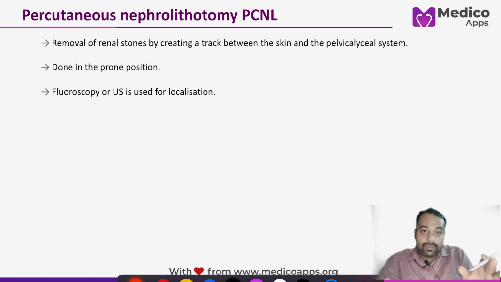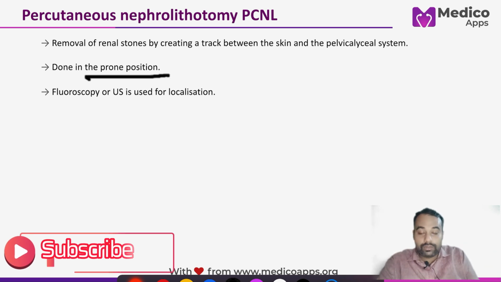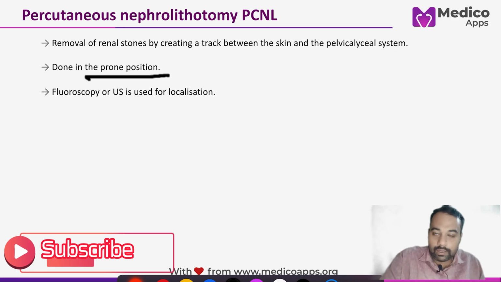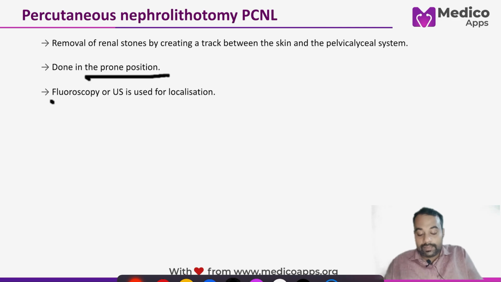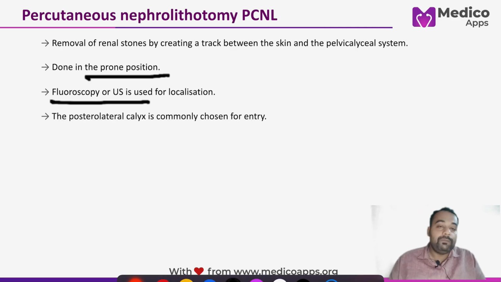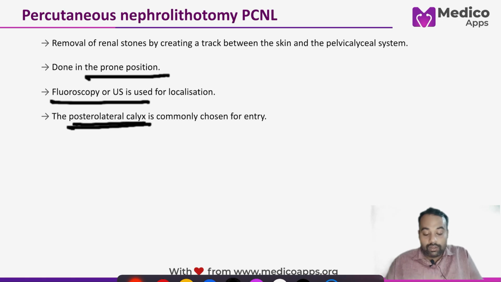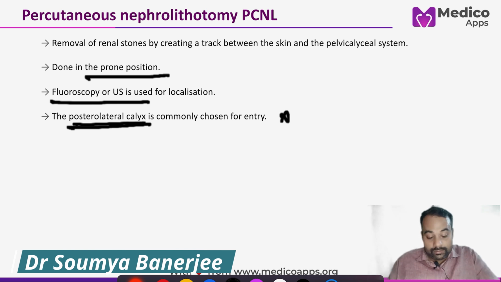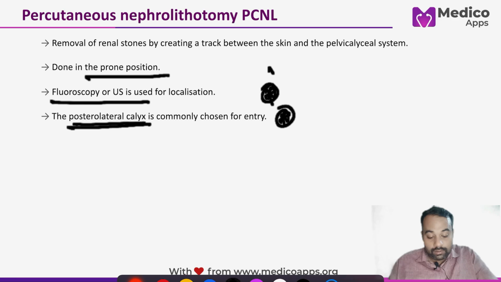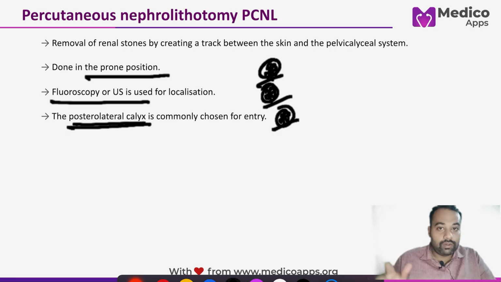Now, this is a procedure which is eventually done in the prone position, and before doing the procedure, we have to locate the stone, what the exact location is, and that information will eventually guide us for the tract formation. Okay. So this localization can be done with fluoroscopy or ultrasound. Your posterolateral calyx is supposed to be the entry point in such cases. So these are the three important points that have been asked in your question previously.